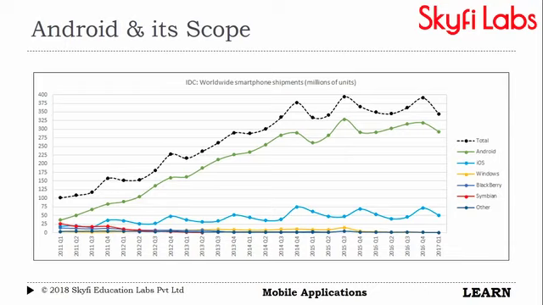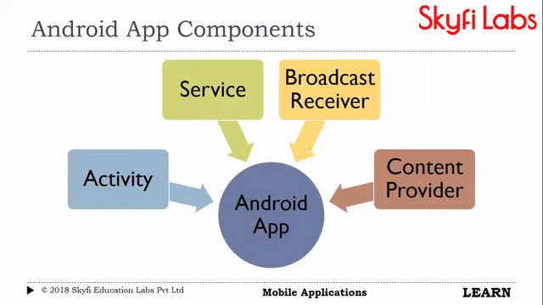Let us now understand the different components in an Android app. There are 4 different types of Android app components: activities, services, broadcast receivers, and content providers. Each type serves a distinct purpose, that defines how the component is created.